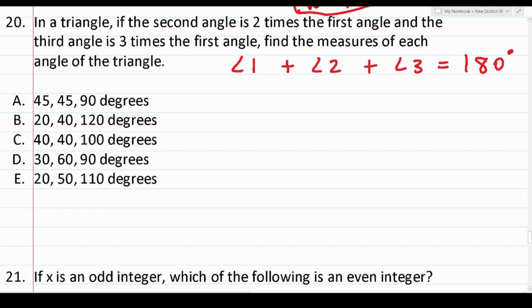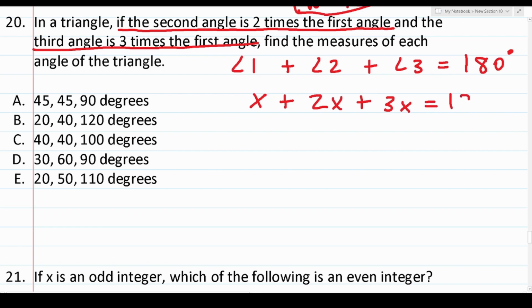So let's say the first angle is just the first angle, and let's call it x. According to this problem, we know the second angle is 2 times the first angle. So if the first angle is x, the second angle would be 2x. And likewise, we're told that the third angle is 3 times the first angle. If the first angle is x, then the third angle is 3x. And again, all angles in a triangle add up to 180. And at this point, all we have to do is solve this one algebraically for x, and we'll figure out what the measures of the first, second, and third angles are.